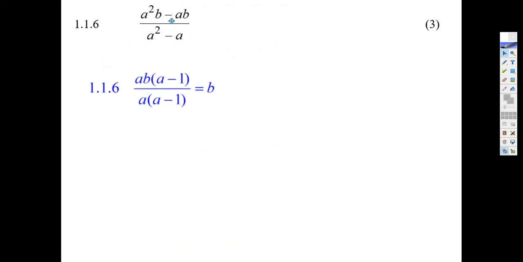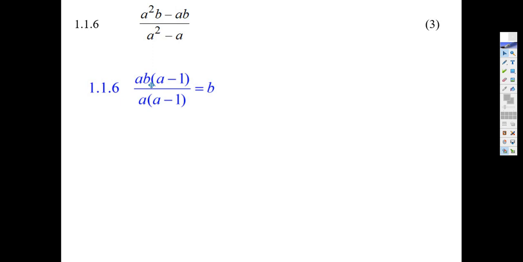The question is, simplify this, a squared b minus ab over a squared minus a. Well, so much of this stuff is just factoring and then canceling. So look at this thing here and say, what's in both? Well, a and b, ab is in both. ab times a gives me a squared b. ab times minus 1 gives me minus ab. Well, there's the top factored.